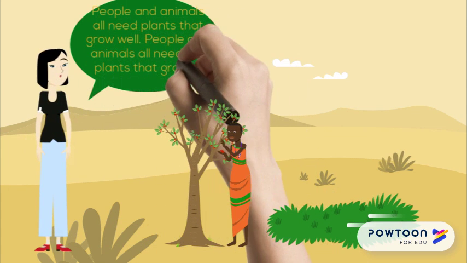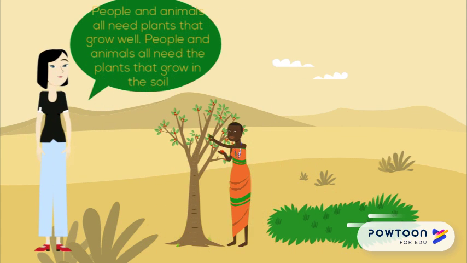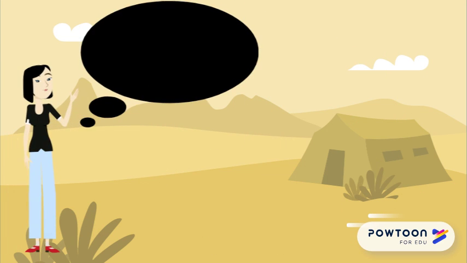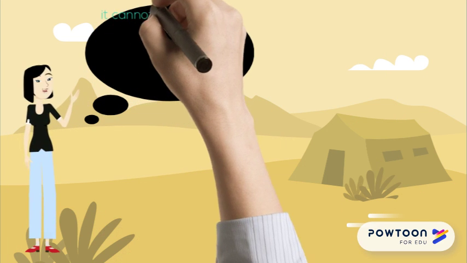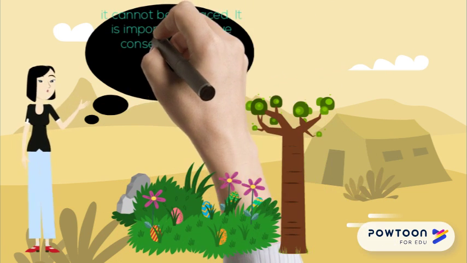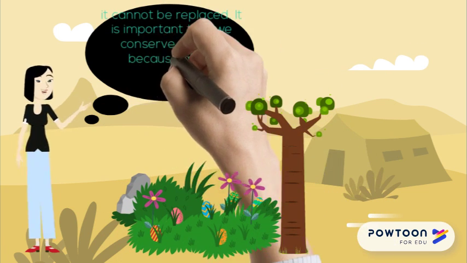Topsoil can be washed away by water or blown away by wind. When this happens, we say that the soil is eroded. Once topsoil is lost, it cannot be replaced. It is important that we conserve our soil, because all life depends on the plants that grow in it.